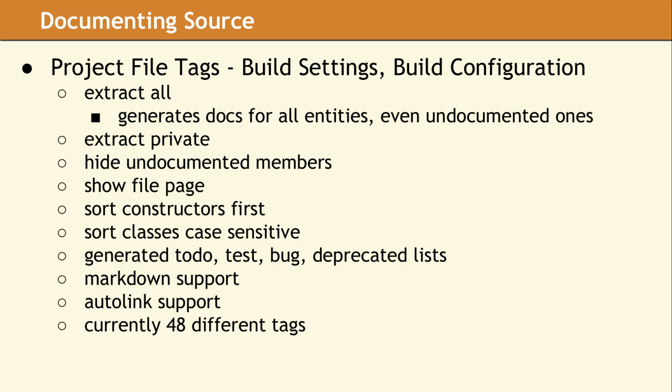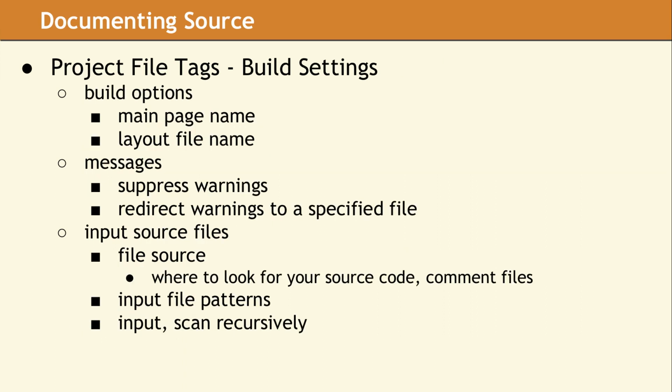Some of these tags will generate additional pages in your output, like the deprecated list. Other tags, like the auto-link support that we mentioned, will change what your output looks like. There are tag options which allow you to specify how you want to handle error messages and if they should be redirected to an external file.